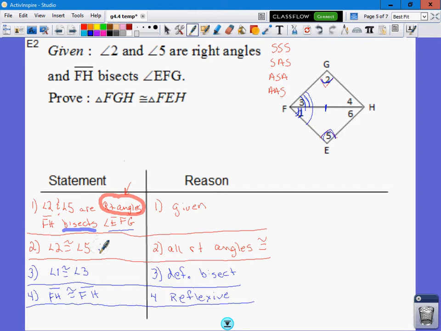Does everybody see I have 1 set of angles here, I have another set of angles here, and now I have a what? I have a side. If I look at them, they go angle, angle, side. I can prove that the 2 triangles are congruent now. So I can prove that triangle FGH was in fact congruent to triangle FEH by angle, angle, side.